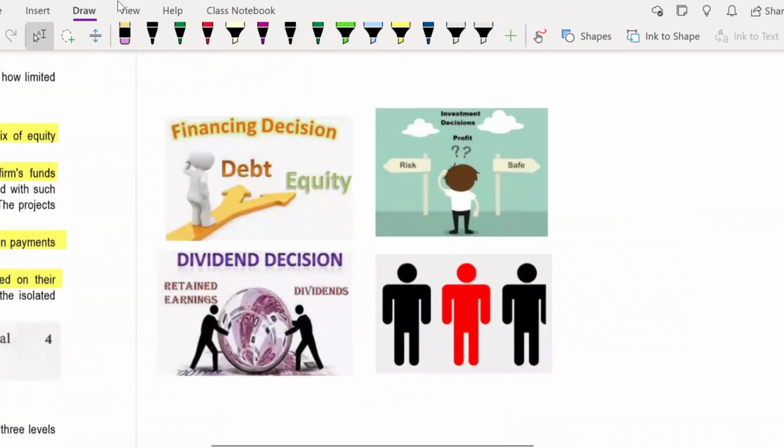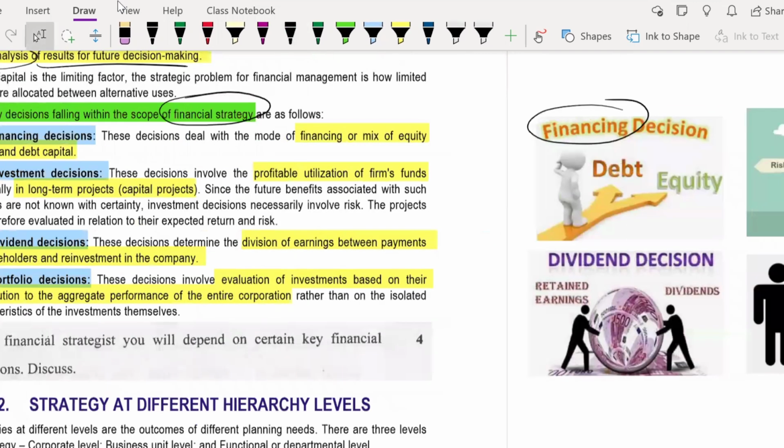Okay. So here, with the help of pictures, I'll simply explain you. First, you will have to take a financing decision. Whenever you are going to finance your own company.